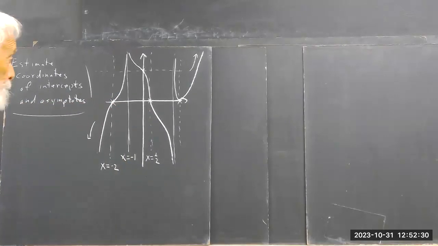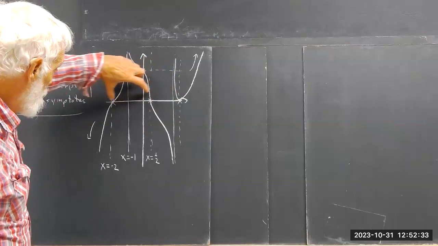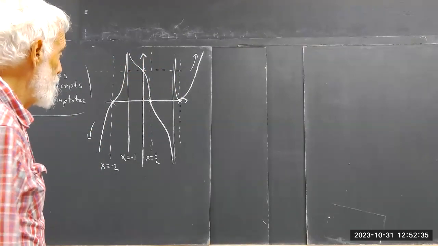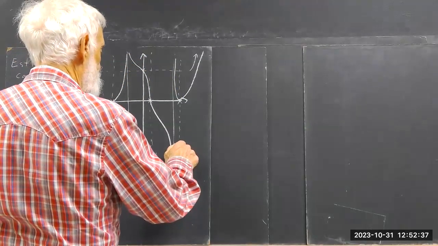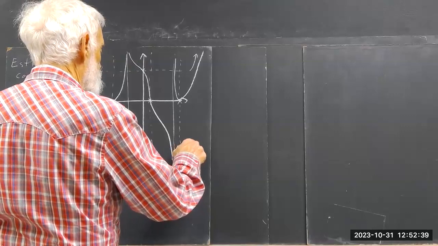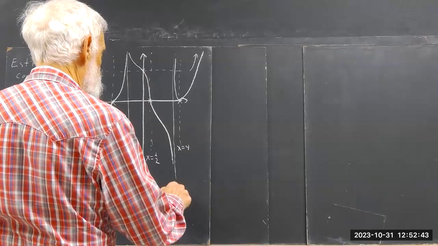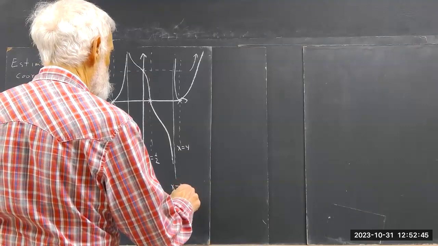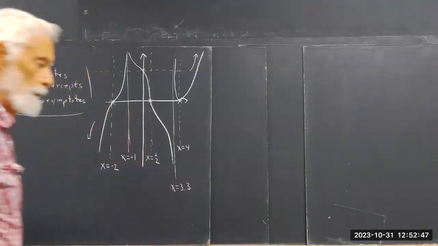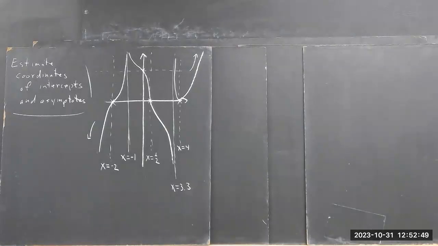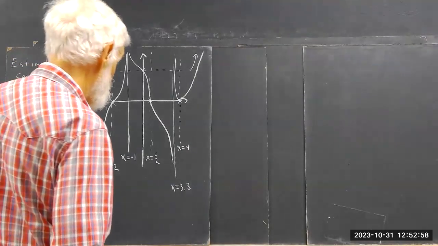Okay. And let's see, this one is about as far to the right as this one. So I'm going to say this is x equals 4, but we've also got this asymptote. And we're going to say this is x equals 3.3. Be contrary. Because that's 3.5. Any reasonable number. And you could improve on these numbers.